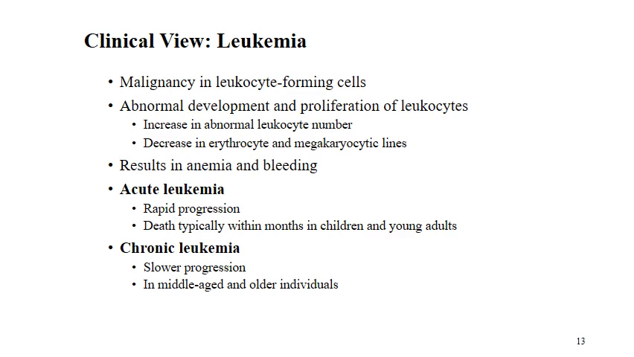So a clinical view for us about leukemia. This is malignancy in leukocyte-forming cells, so cancer in the leukocyte-forming cells. It's an abnormal development and proliferation of leukocytes, so there's an increase in abnormal leukocyte number or a decrease in erythrocyte and megakaryocytic lines. So this results in anemia and bleeding because you have fewer red blood cells and fewer platelets, but more leukocytes. So acute leukemia is rapid progression. Death typically happens within months for children and in young adults. Chronic leukemia is a slower progression, and in middle-aged and older individuals is typically where it's found.